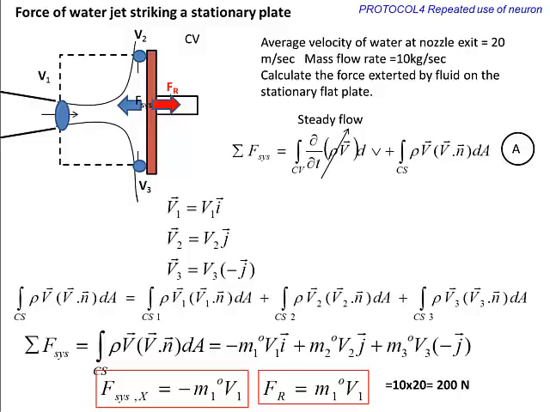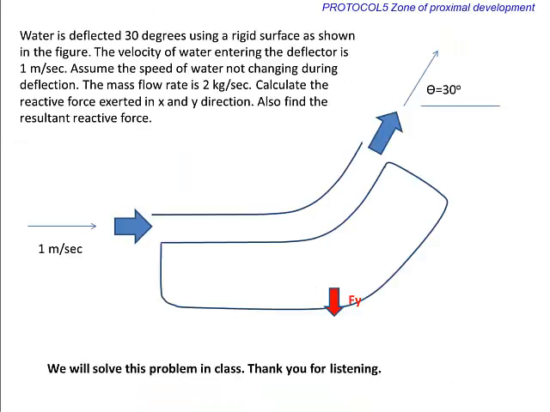Water is deflected 30 degrees using a rigid surface as shown in the figure. The velocity of water entering the deflector is 1 meter per second. Assume the speed of water does not change during deflection. The mass flow rate is 2 kilograms per second. Calculate the reactive force exerted in the x and y directions. Also find the resultant reactive force.